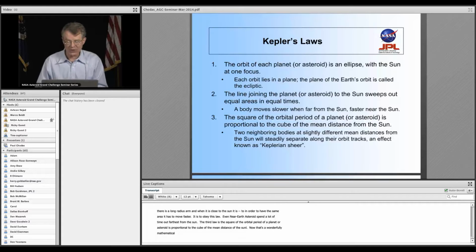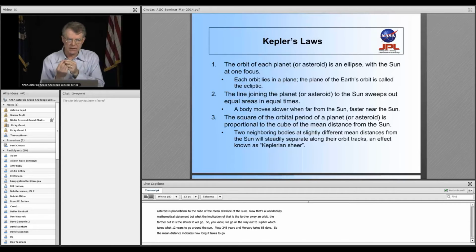But the implication of that is that the farther away an orbit is, the slower it will go. So, we go all the way out to Jupiter, which takes 12 years to go around the sun, Pluto, 248 years, and the Earth 1 year, and then Mercury takes 88 days. That's because it's closer to the sun. So the mean distance indicates how long it takes to go around the sun.